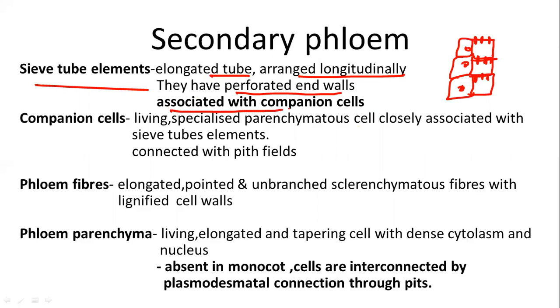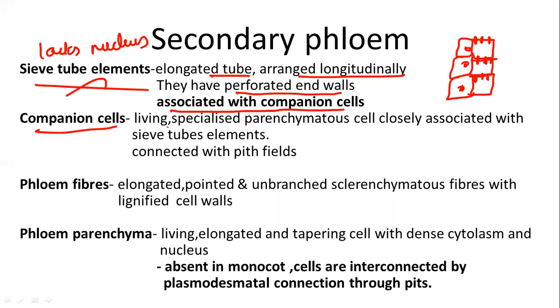That is associated with companion cells because at maturity, sieve elements possess peripheral cytoplasm but no nucleus. It means sieve tubes lack a nucleus. Since it does not have a nucleus, the control will be taken over by companion cells, and the nucleus of the companion cell is going to control the activity of these sieve tubes, right?